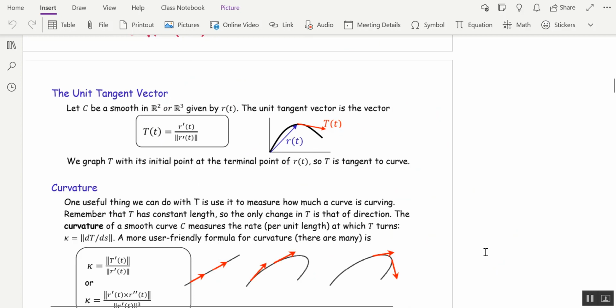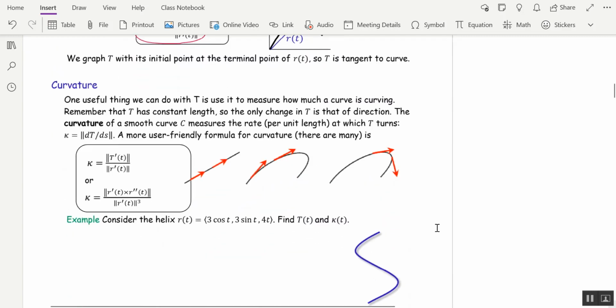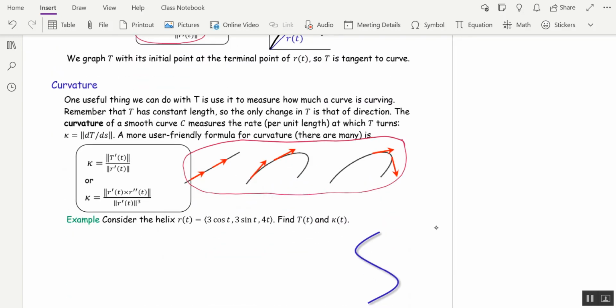Okay, moving on to the unit tangent vector and curvature. You've already done some homework problems that involve the unit tangent vector. It's just the tangent vector divided by its length. That's what makes it unit. Now, curvature measures how much a curve curves. If you look at these three pictures here, we can all agree that this one right at this corner is curving the most. But how do you measure that mathematically? The way you measure it is you check how much the unit tangent vector moves per unit distance.